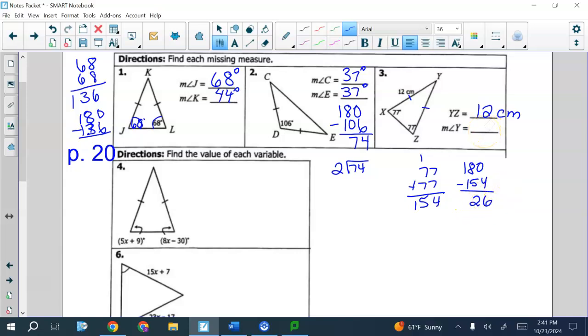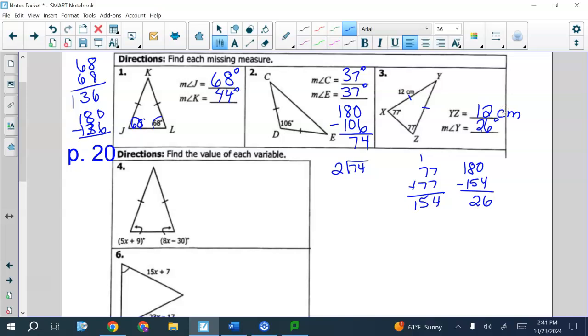Okay, so now, is that our answer, or do I have to split that in half? Ask yourself. This one, we do not have to split it in half because we only have one angle remaining. So you're going to say the measure of angle Y equals 26 degrees. Okay, really work on labeling if you can. All right, here we go.